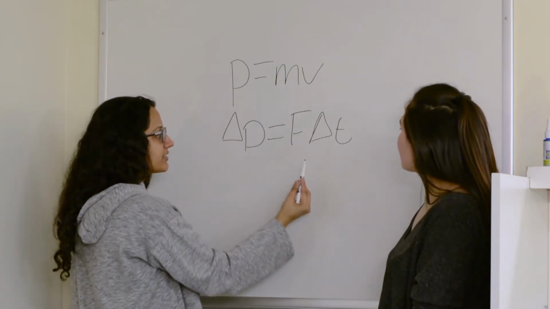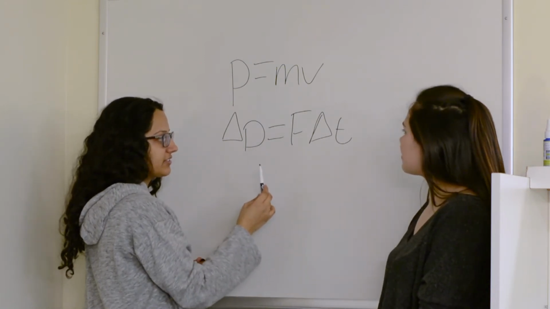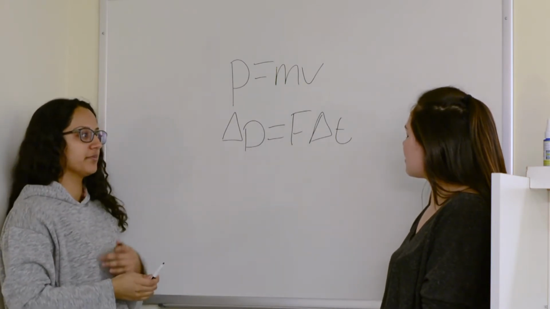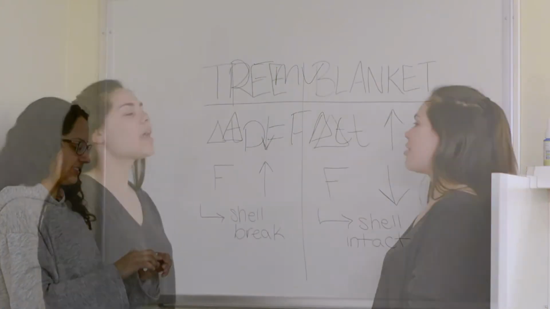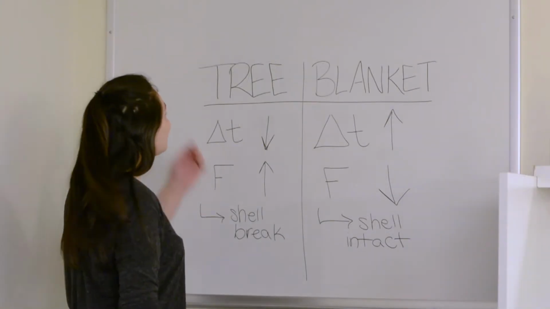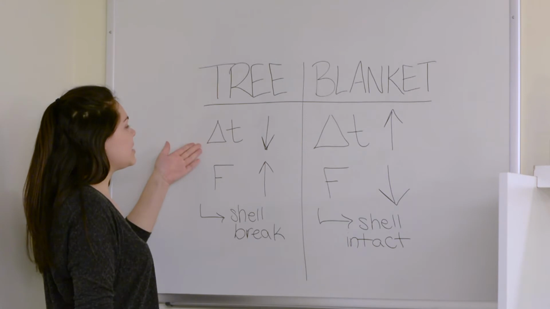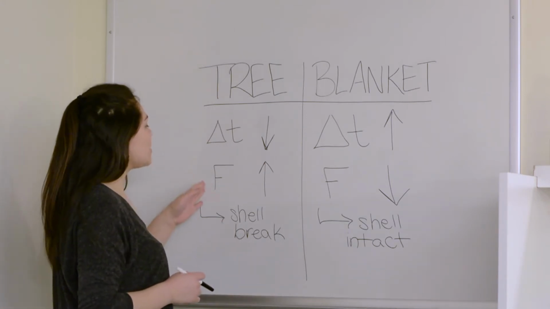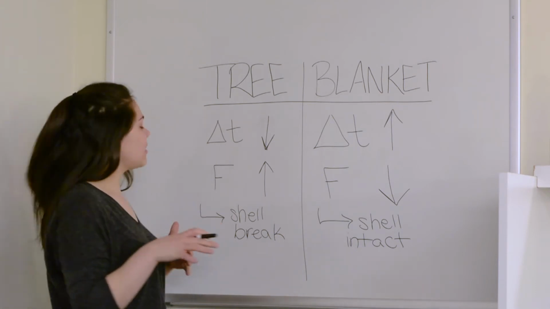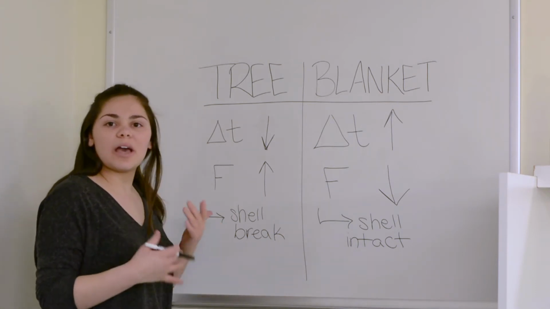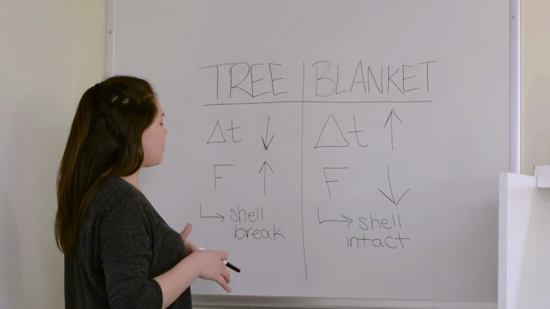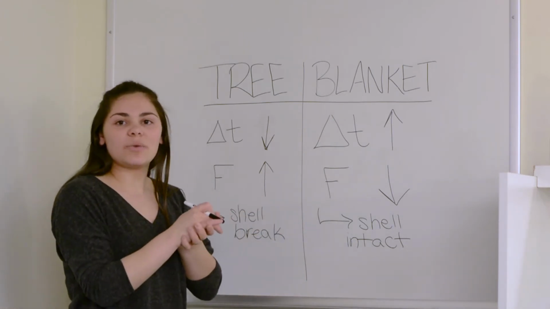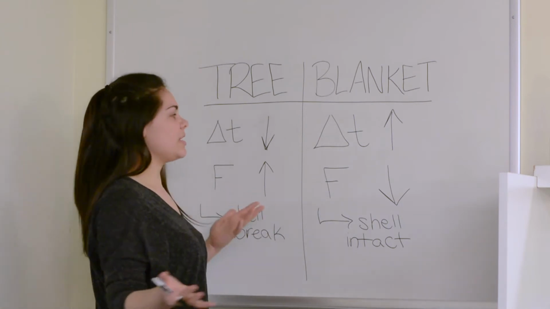So force increases or decreases as a result of the time in contact with the objects increasing or decreasing, which causes the egg to either break or stay intact. Okay, I see. So in our tree situation, with a decreased amount of time of contact between the egg and the tree, the force on the egg increases. Therefore, the shell breaks because the threshold of the amount of energy and force the egg can withstand when making contact with the tree is exceeded.